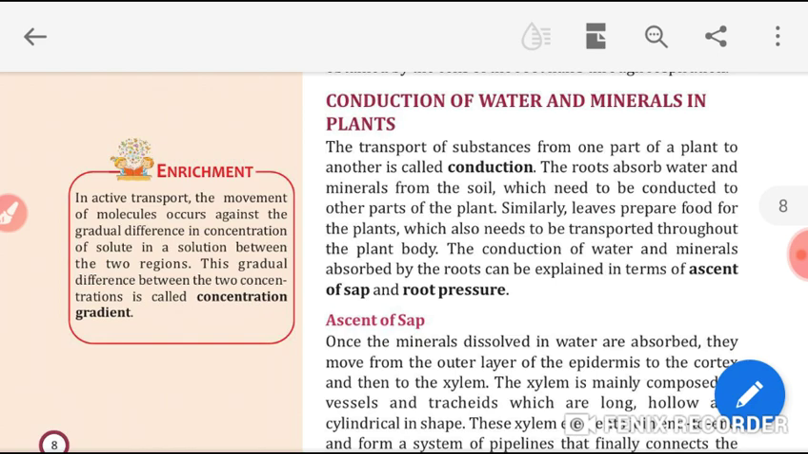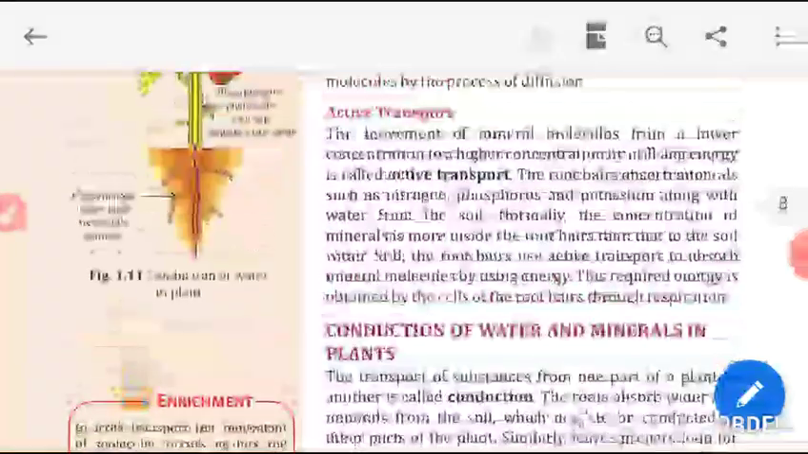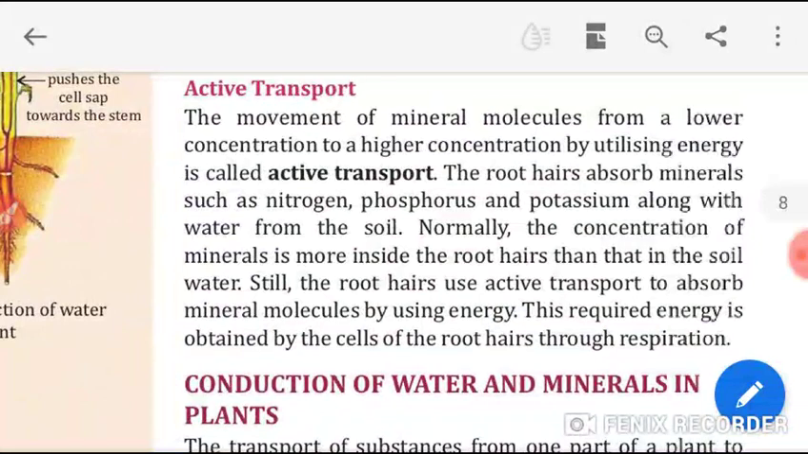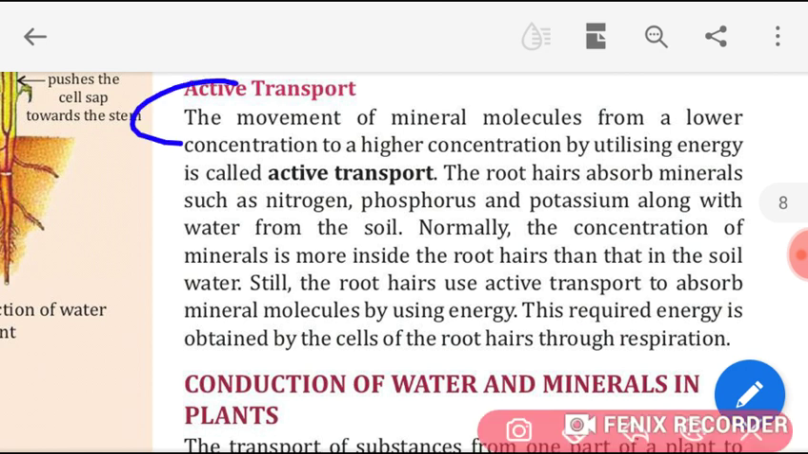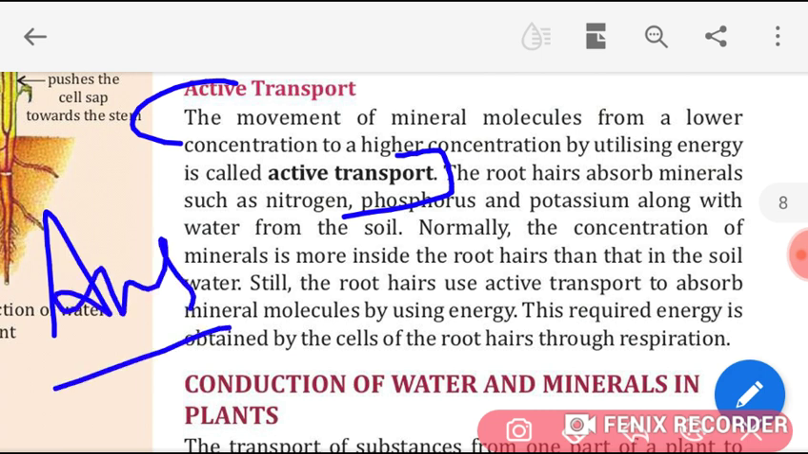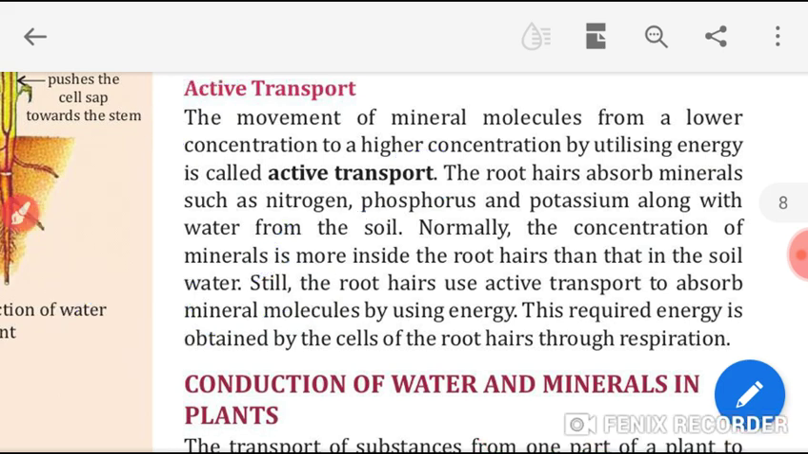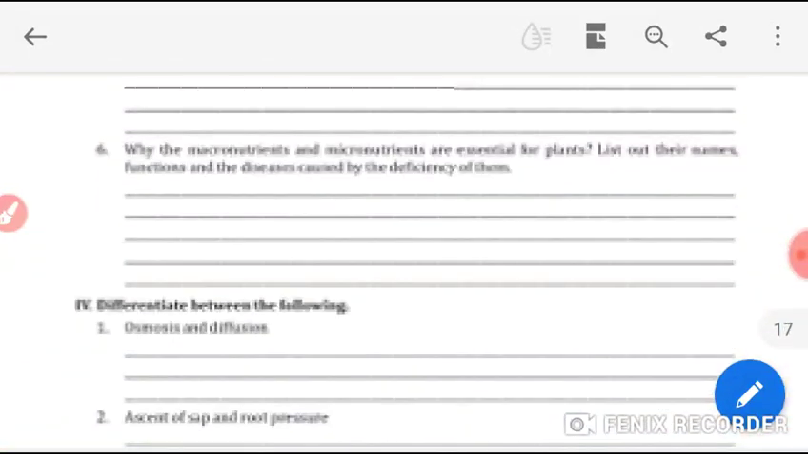Students, one topic is given in your book, active transport. Active transport: the movement of mineral molecules from a lower concentration to a higher concentration by utilizing energy is called active transport. Students, up till here, this is your answer number 5. Now come to your question number 6.